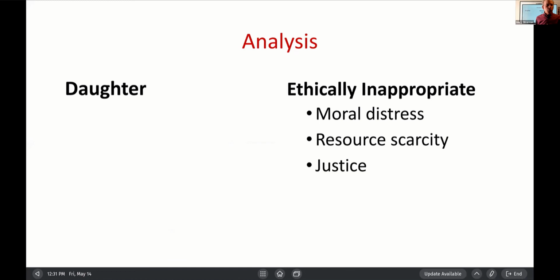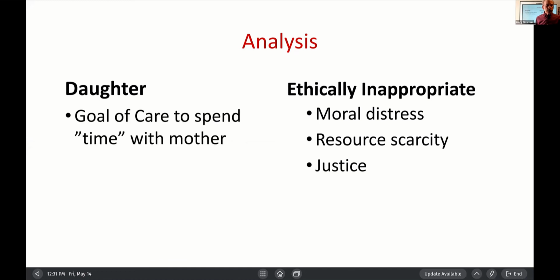So on one side, we have the daughter, goals of care. Once we unpacked that ambiguous phrase, goals of care, it meant to spend more time with the mother, a very honorable, well-meaning, understandable wish of the daughter, and in the interest of family autonomy, not as strong as patient autonomy, though she said her mother would want that.